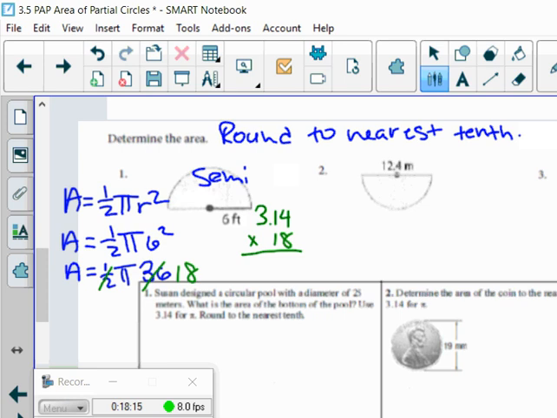Okay, so I want you to work those 3 problems and then check with me, and then you can move on to the word problems. That's the class work for today. Odds are going to be homework. Thank you.